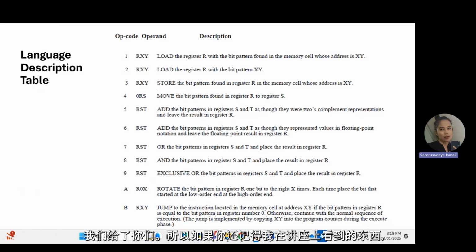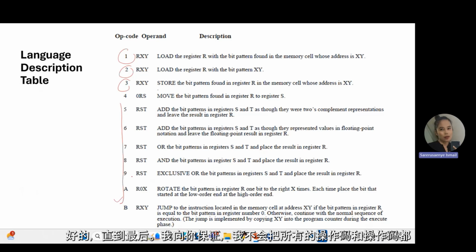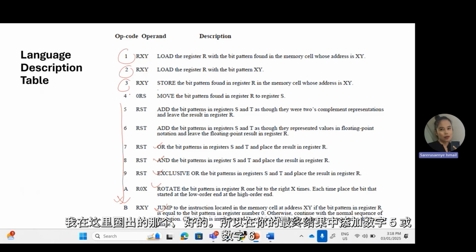If you still remember what I said during the lectures, the most important thing is that you need to know the number of operands and the number of opcodes here, until the end. I promise you that I'm not going to have all the opcodes, exclusive rotations and jumps, but we're definitely going to have questions on the ones that I circled here, either number 5 or number 6 will be in your final exam.